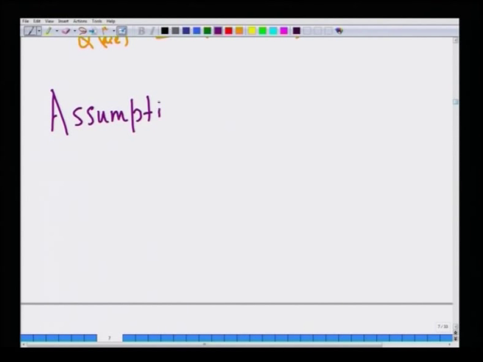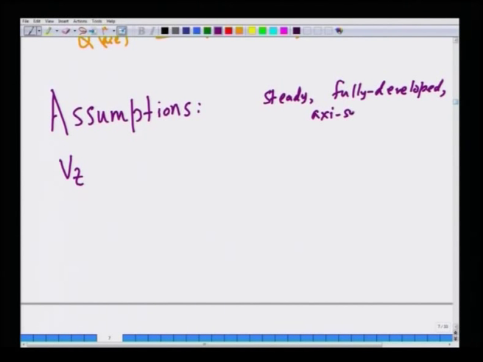I am going to quickly state them, because we have been explaining the motivation behind these assumptions in fair detail in the last two lectures, in the last two problems that is. So, the only velocity is v z, the flow is steady, fully developed and axisymmetric, same as before. The only velocity is v z, and v z is a function only of the radial coordinate r; v r is 0 and v theta is 0.